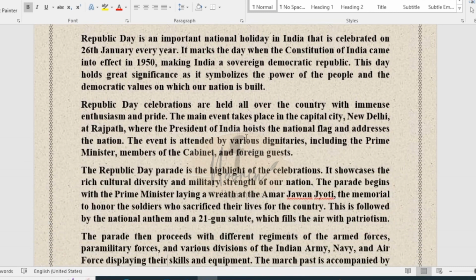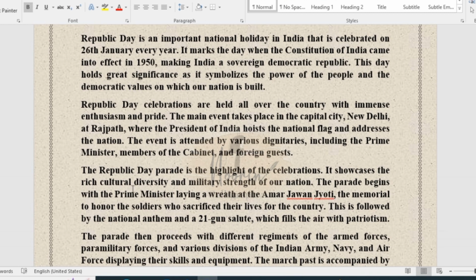The main event takes place in the capital city, New Delhi, at Rajpath, where the President of India hoists the national flag and addresses the nation. The event is attended by various dignitaries, including the Prime Minister, members of the cabinet, and foreign guests. The Republic Day parade is the highlight of the celebrations. It showcases the rich cultural diversity and military strength of our nation.